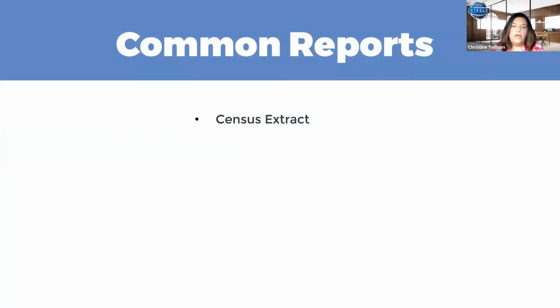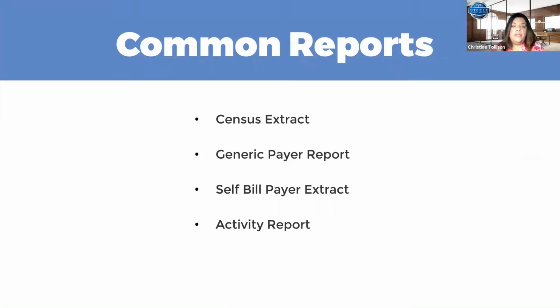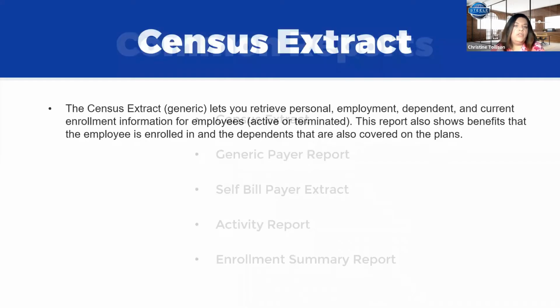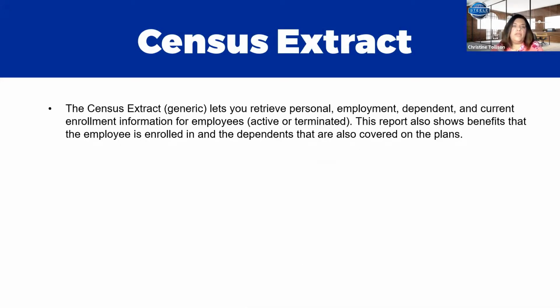We're going to be talking about the 5 most common reports that we feel are typically requested from both our clients and our broker partners. Those will be our Census Extract report, the generic payer report, the self-bill payer extract, an activity report, and an enrollment summary report.